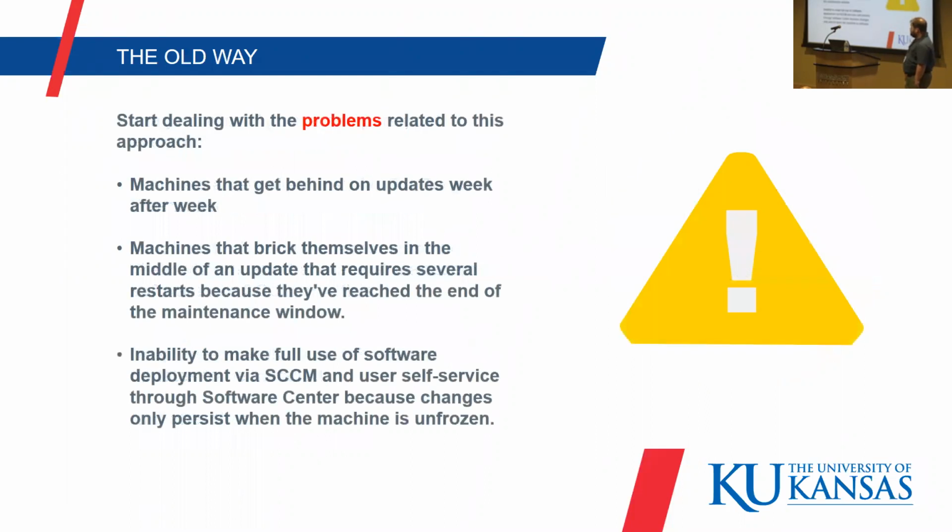And after that, you start dealing with the problems related to this approach. Machines that get behind week after week on their updates because they have more than they can do in the allotted maintenance window. Machines that brick themselves because they get to the end of the maintenance window and they're in an update that takes multiple restarts and freeze themselves back. The inability to use SCCM and the Software Center to push updates and third-party programs to the computers, because that only works, of course, when the machine's unfrozen.